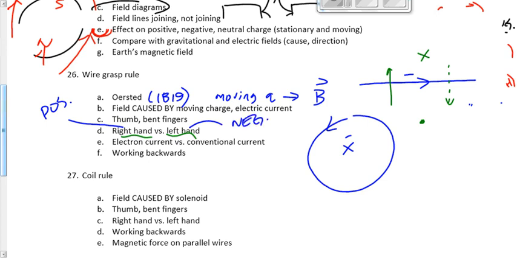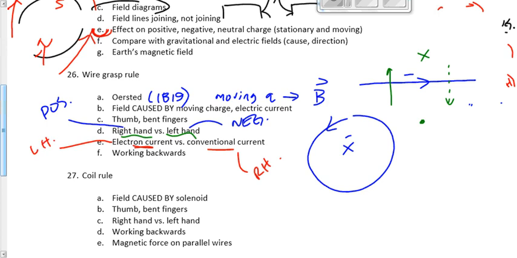An electron current versus conventional current. What do we mean by that? What's conventional current? We almost always use electron current, right? Almost always. Conventional current is full of positives. So if you use conventional current, just make sure you use your right hand for that. If you have electron current, make sure you use your left hand.